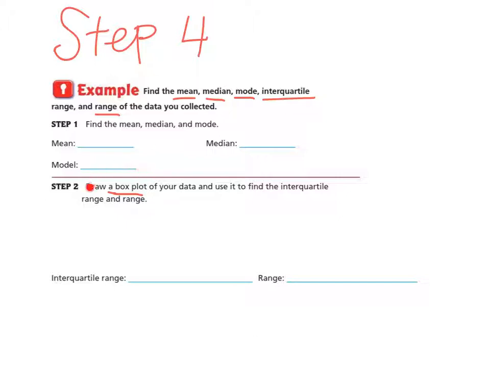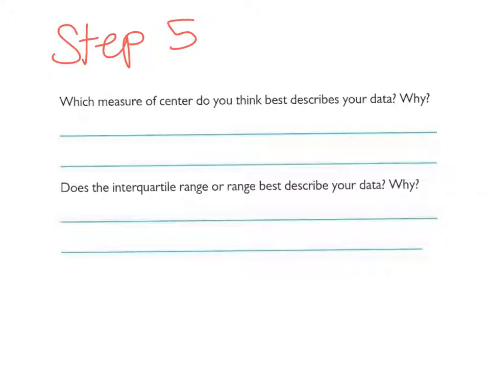And then you need to draw a box plot, a box and whisker plot, and that one's used to find the interquartile range and range. Okay? So you need to do that in step 4. By now I'm sure you're on the back side of your paper, okay, that you're going to turn into the basket. And then step 5, you have to answer these 2 questions.